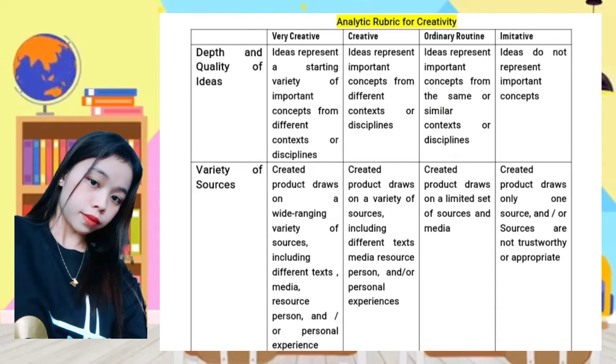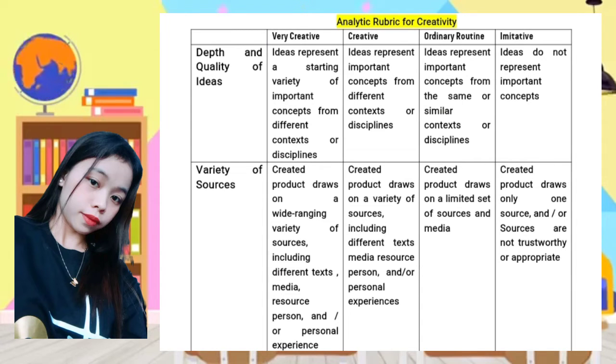We have here an example of an analytic rubric for creativity. So we have very creative, creative, ordinary or routine, and imitative. So the first is depth and quality of ideas. In very creative, ideas represent a startling variety of important concepts from different contexts or disciplines. In creative, ideas represent important concepts from different contexts or disciplines. In ordinary or routine, ideas represent important concepts from the same or similar context or discipline. In imitative, ideas do not represent important concepts.